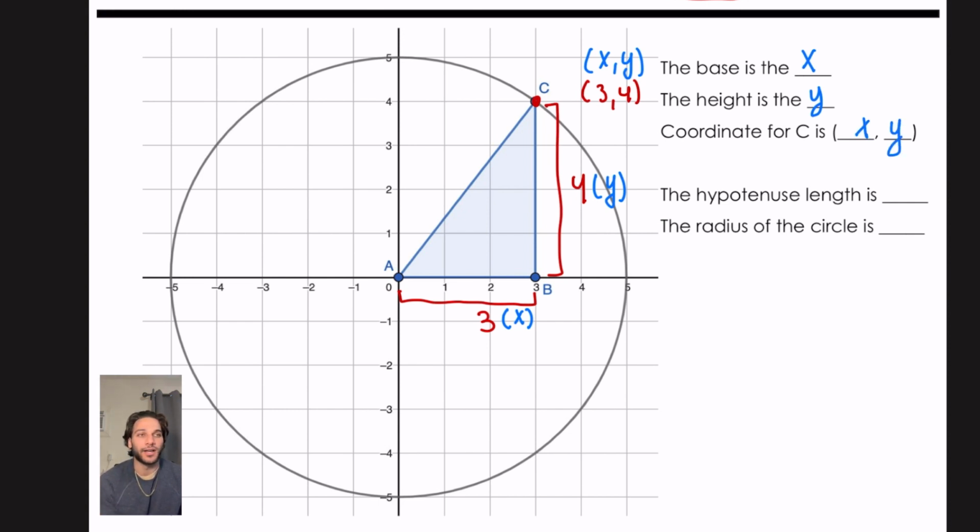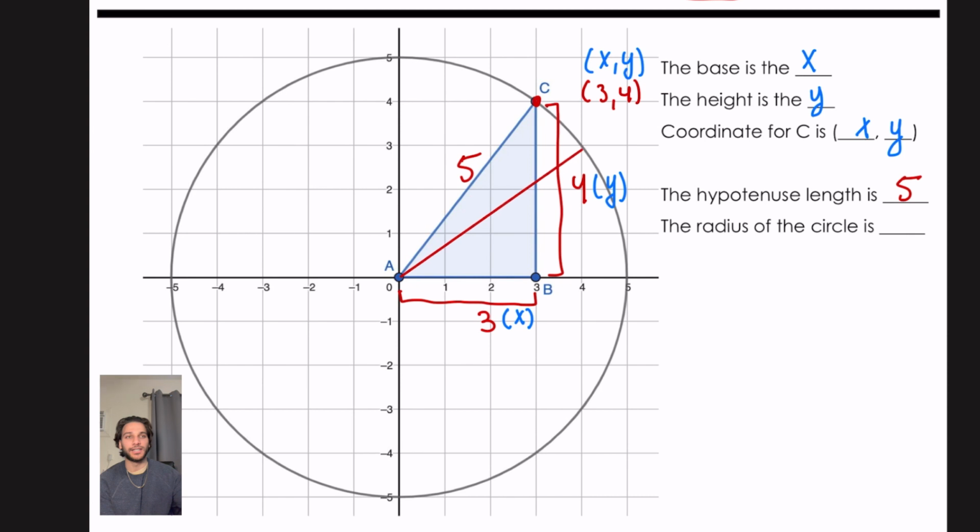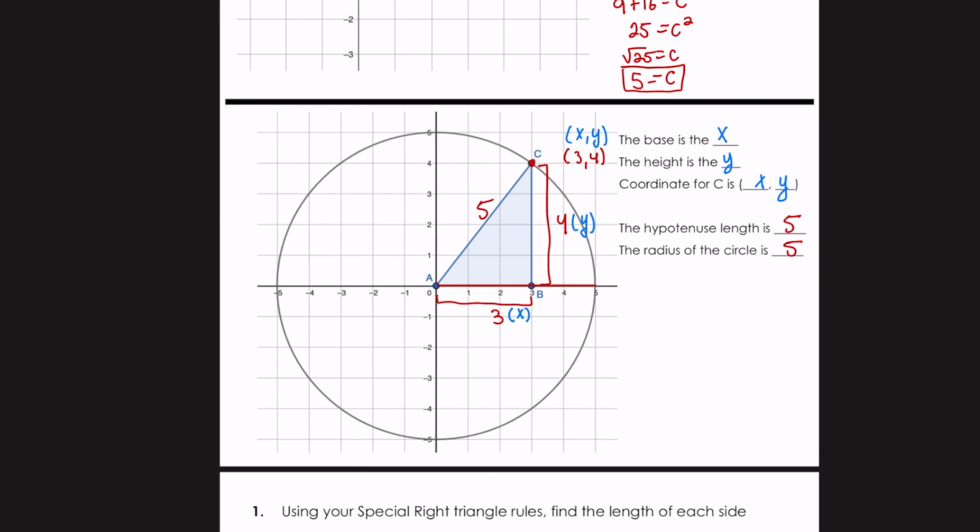And so the hypotenuse length that we found was 5 from doing the Pythagorean theorem. And what we also want to see is that the radius of this circle, the radius is from the center to the circumference to the outside, all the length around the circle is going to be 5. So that is what we are using as the hypotenuse length. Whatever the radius of your circle is, that's the hypotenuse that you're using.